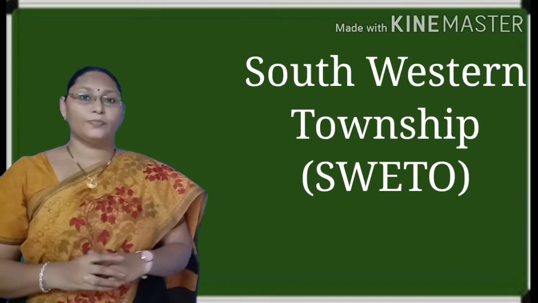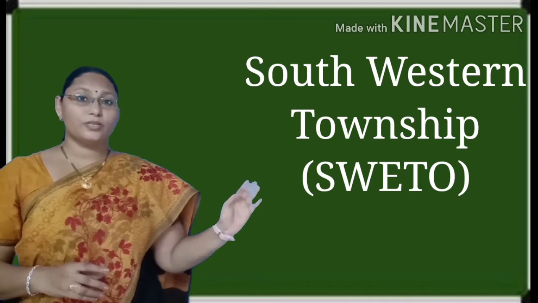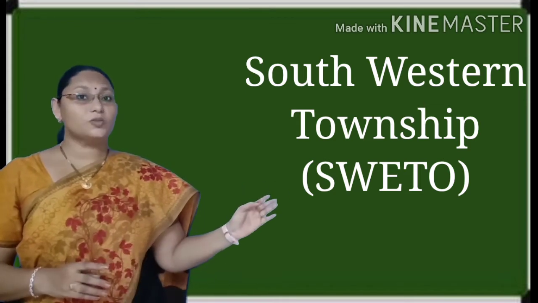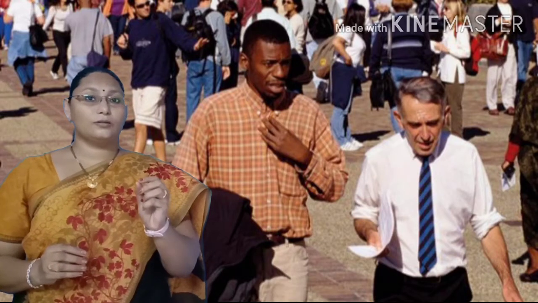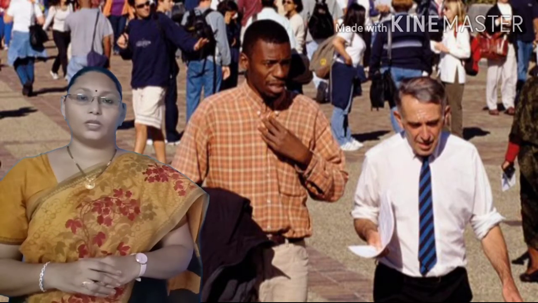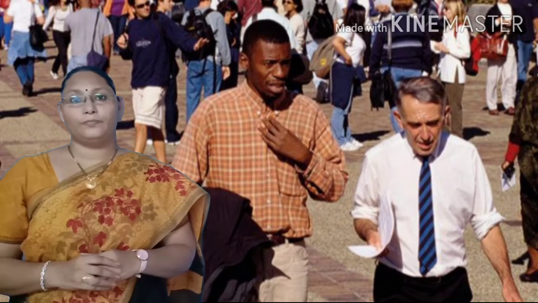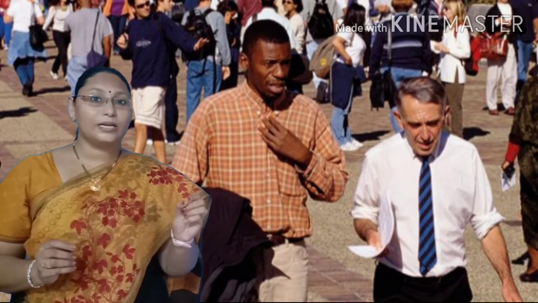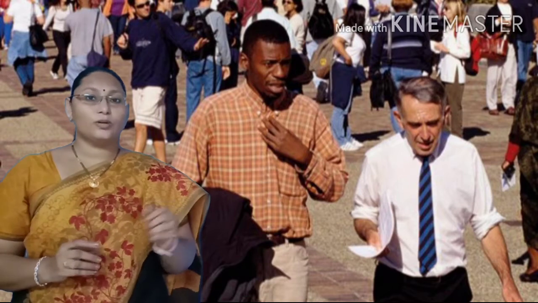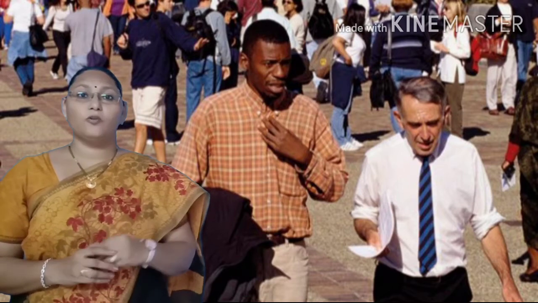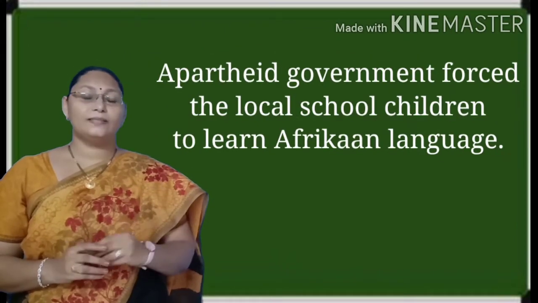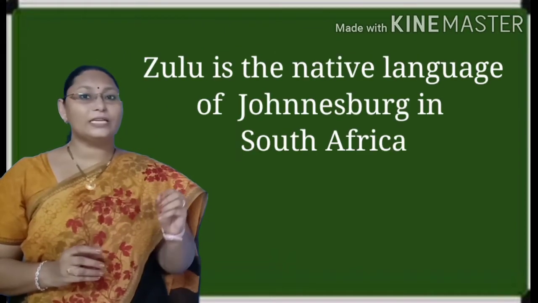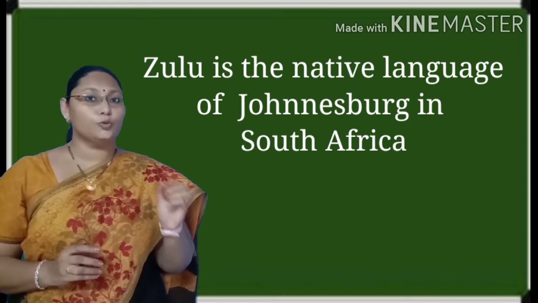There was a place in South Africa where the blacks were meant to live. The name of the place was South Western Township, which was called Soweto. Yes, there this boy named Hector Peterson was living. And he was studying in a school which was run by the apartheid government. In that school, this apartheid government forced the people to learn the African language. But the community of the blacks would like to learn their own language, Zulu.